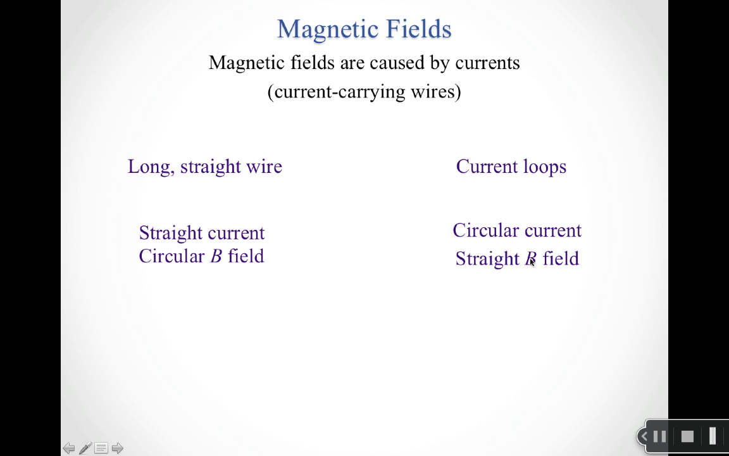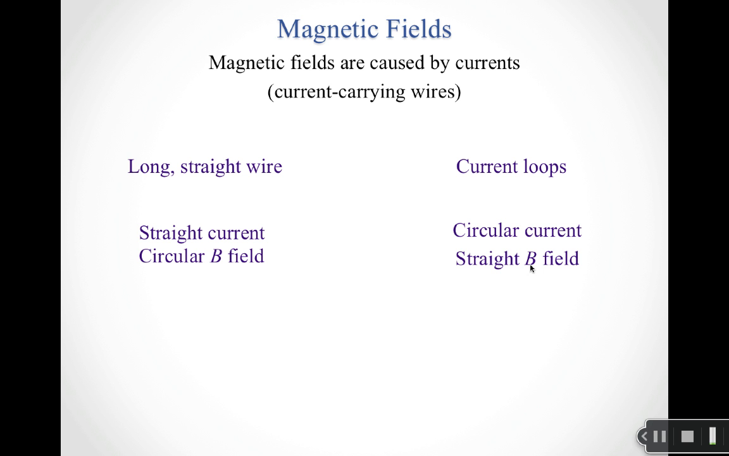So we're going to see that for the two magnetic field cases that we're going to consider, there's going to be a straight piece and a circular piece. In the case of the long straight wire, it's the current that's traveling along a straight line, and the magnetic field circles around it. In the case of the current loop, it's the current that's circling around, and we've got a long straight magnetic field through the center.